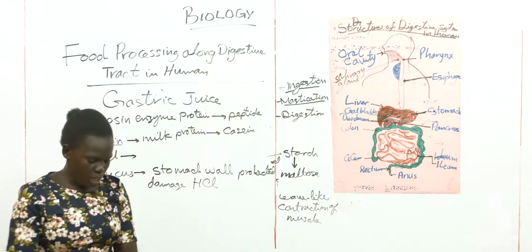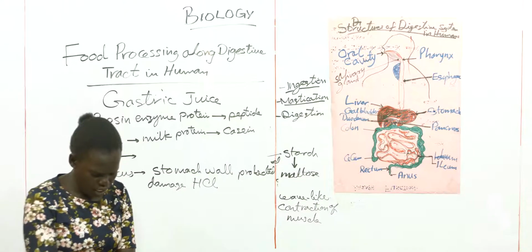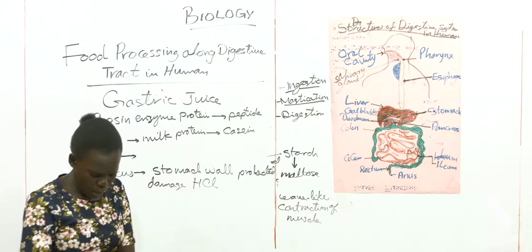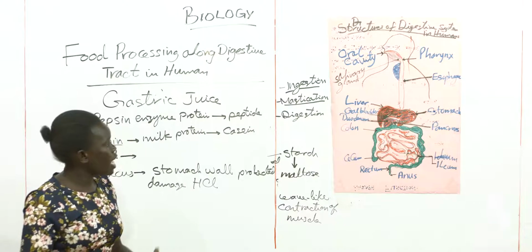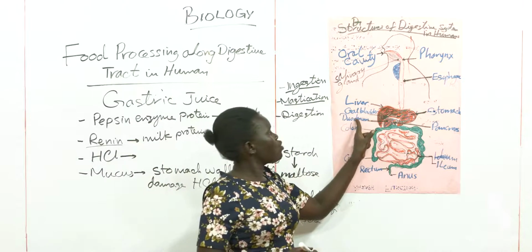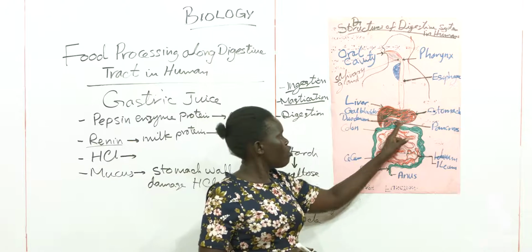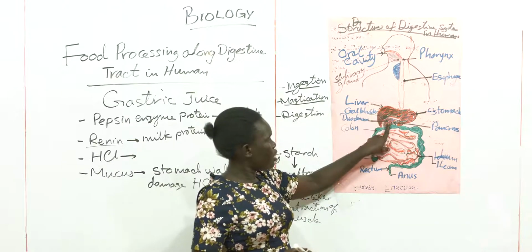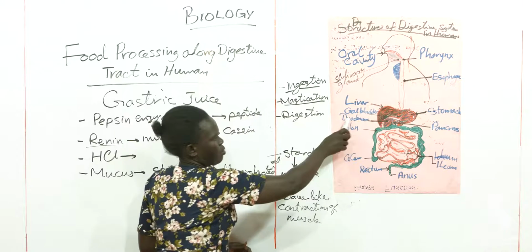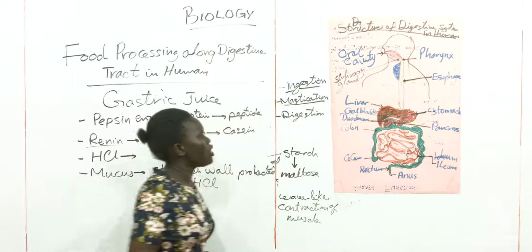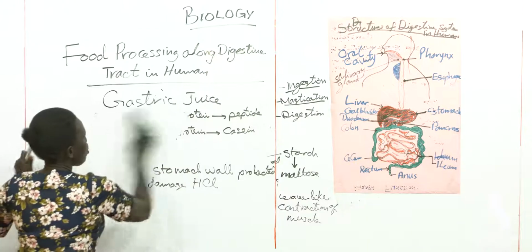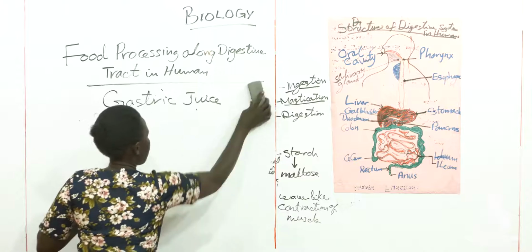So after all these processes take place in the stomach, the food moves from the stomach to the small intestine. The first part of the small intestine is the duodenum. Now the food moves to the duodenum. Most of the digestion takes place in the duodenum. So now the food is already in the small intestine, specifically the duodenum.